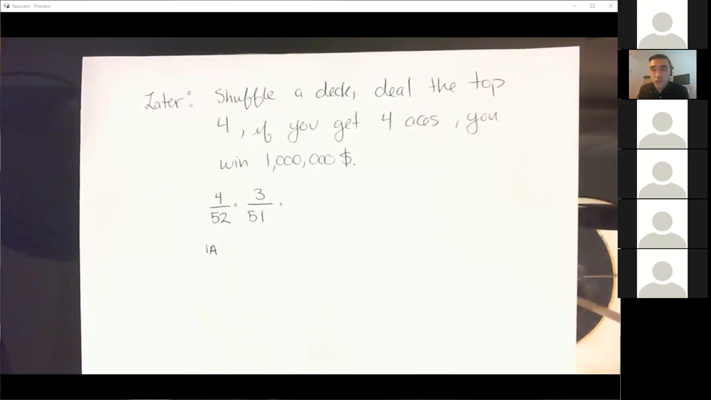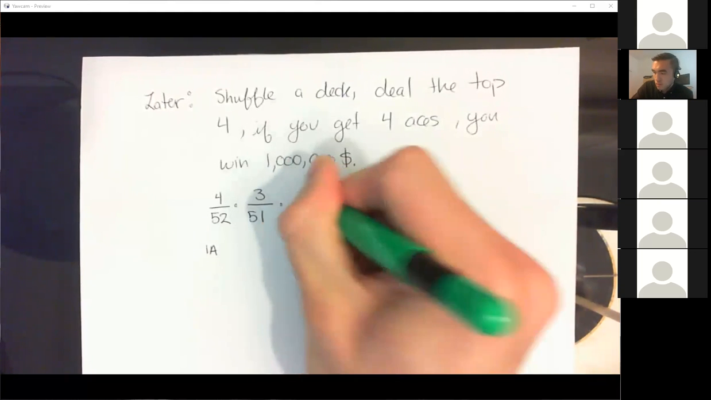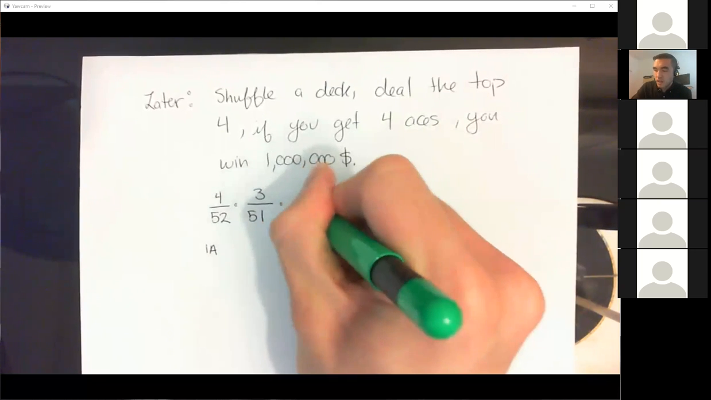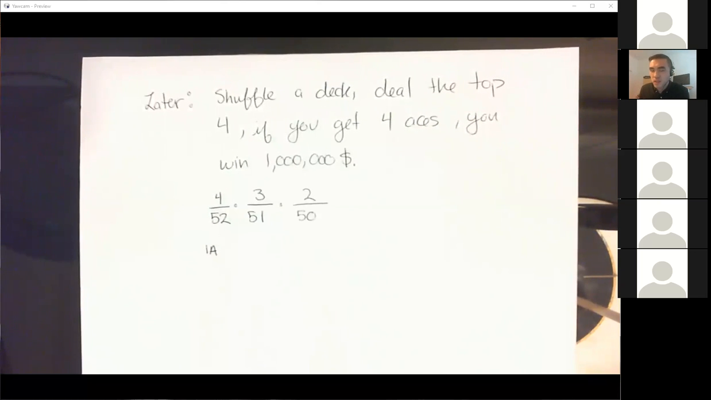And then you want to get the third ace. How many aces are left? So it'd be 2 in 50. And then can you simplify that, or do you just leave it like that? 2 in 50. You should leave it like that, and we'll see why for obvious reasons in a second, right?